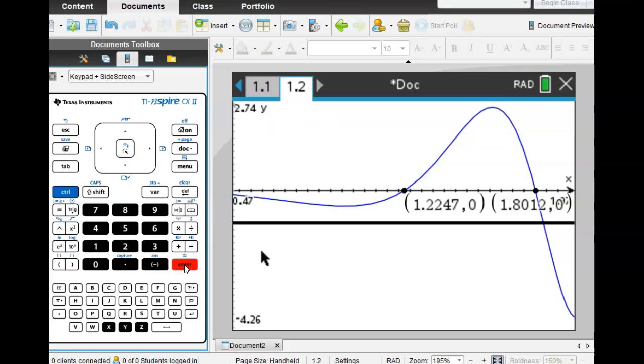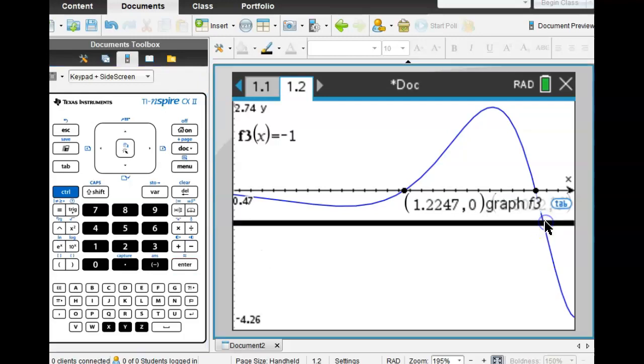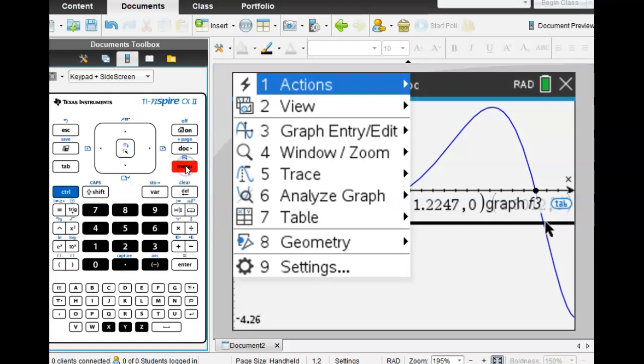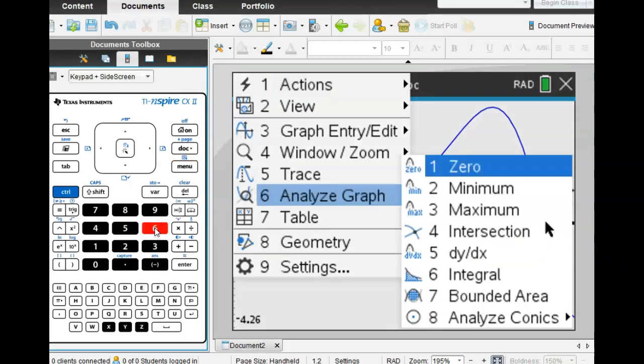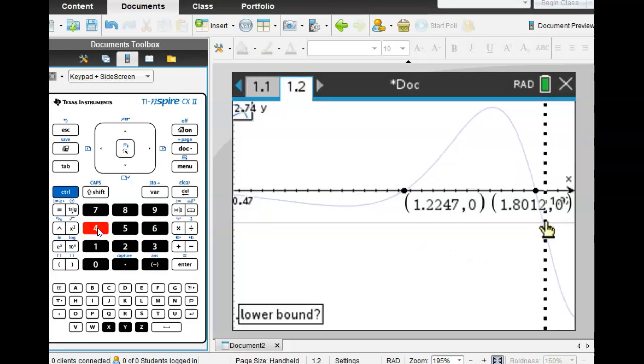Okay. So now I know where I can point to it. What do you think I can do to figure out what that x value is right there? Intersection. Very good. Menu, analyze graph. So anytime, just hit a menu, see what happens. I'm trying to analyze the graph. What do I want? Oh, I want the intersection. See, it's pretty easy to figure out.